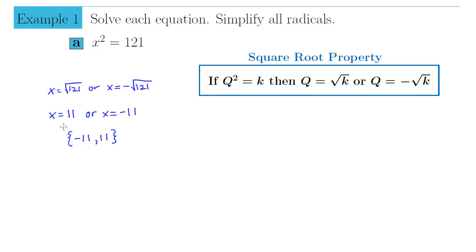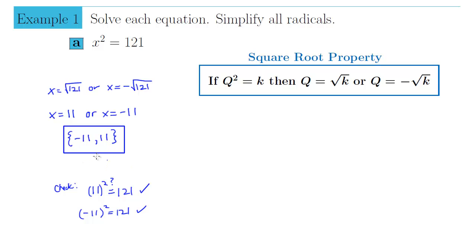We should always finish our answers by checking. So let's put them back into our original equation. And we're going to check. If we put 11 in for x, that's checking to make sure that 11 squared equals 121, and sure enough, 11 squared is 121. Same thing, if we put negative 11 in and square it, that likewise gives us 121. And that tells us that these two answers are the solution to this quadratic equation.